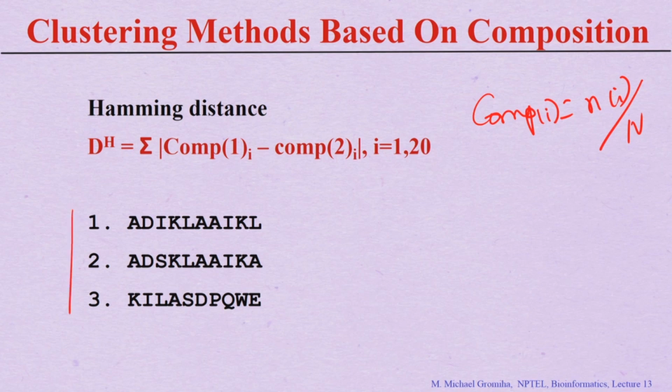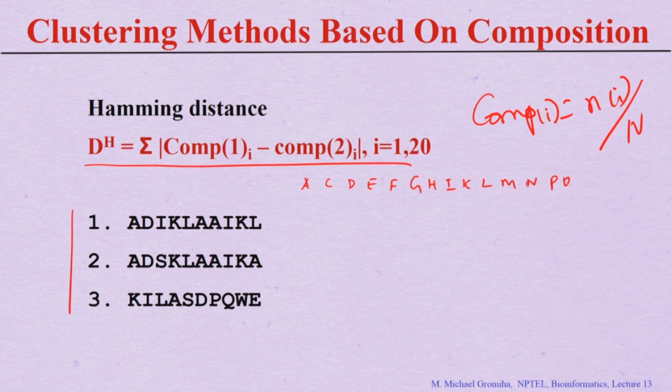Now, I get 3 sequences. How many clusters can you put these 3 sequences into, and which 2 sequences are close to each other? You can use this formula: Hamming distance is equal to the sum of the absolute difference of composition 1 of I minus composition 2 of I, where I varies from 1 to 20. So, what is the composition for sequence 1?